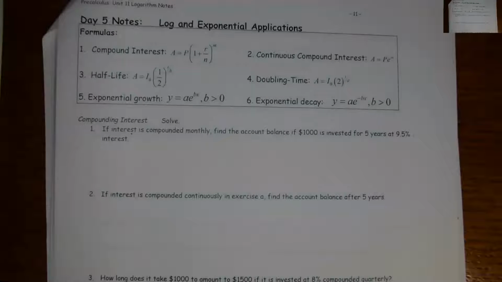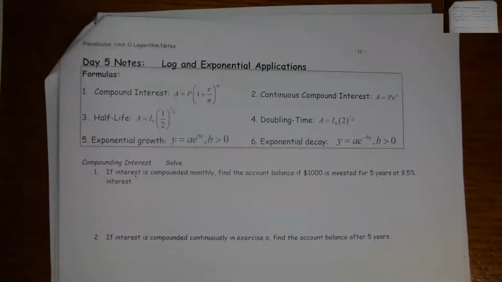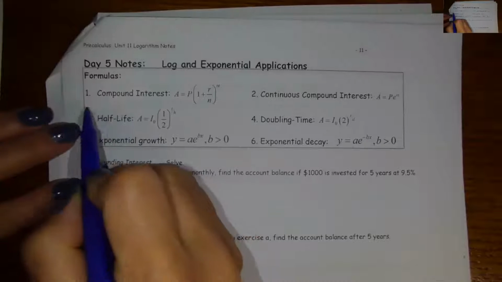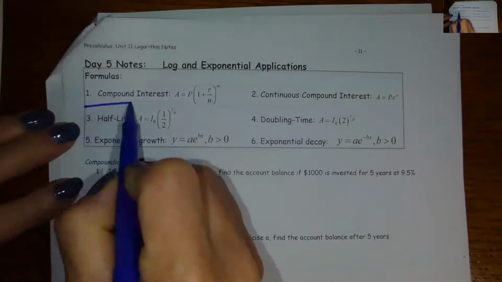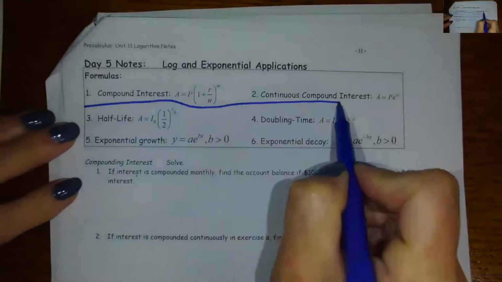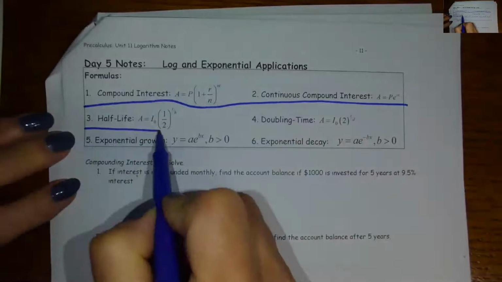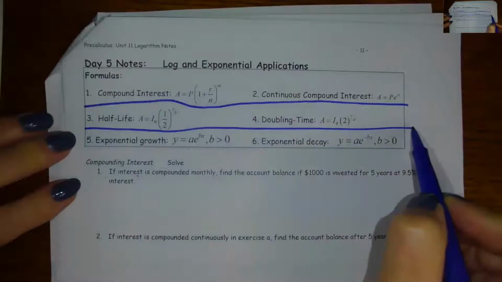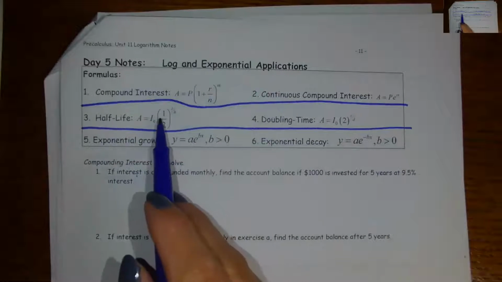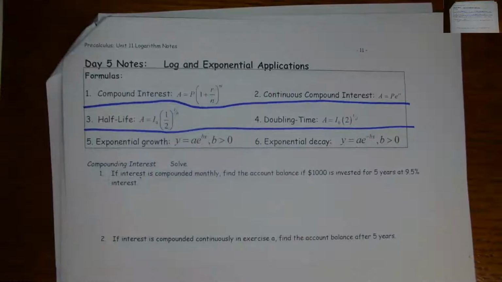We're going to look at applications for logarithms because truly nobody does all this math unless they have a reason. So we're going to look at reasons. And I want you to look carefully at the formulas. We're going to use 1, 2, 3, and 4. Five and 6 are kind of like alternatives to 3 and 4, and I'll explain that in a second.